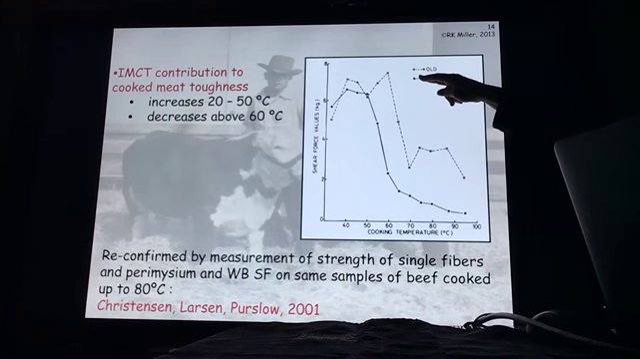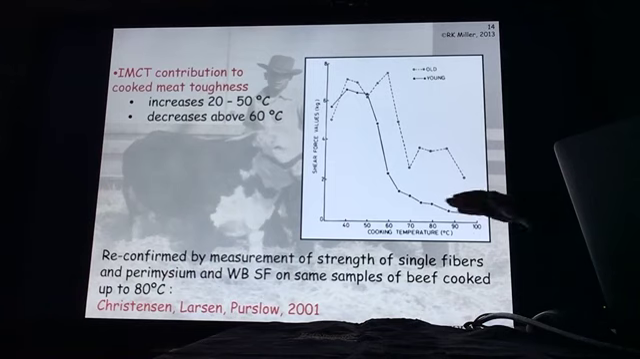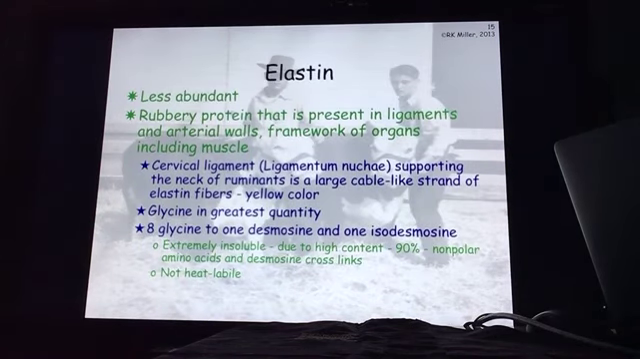In old animals, at 60 degrees we start getting some solubilization, but we never get to the same amount of solubilization. The connective tissue never gets as tender as that from the young animals, because we can't get as much of the collagen to solubilize. So that's just to confirm the strength of single fibers and paramecium with Warner-Bratzler shear force. So collagen fibers are going to change with age, and they're going to go through that two-step process, and that's going to happen at the intra and intermolecular level.